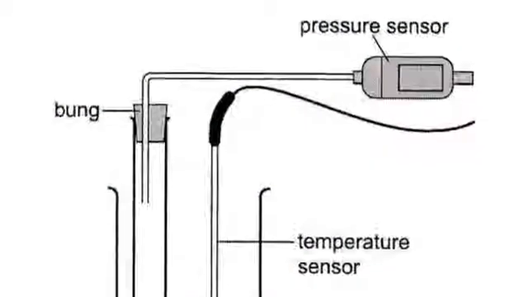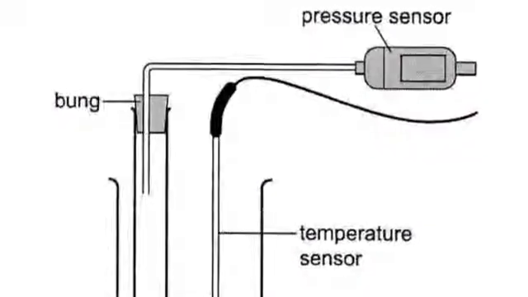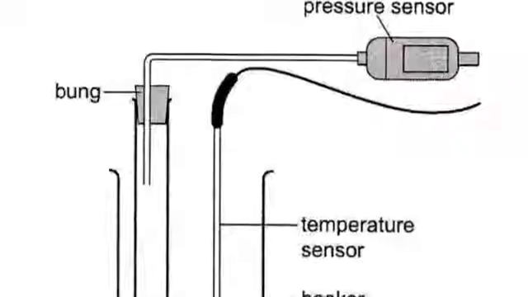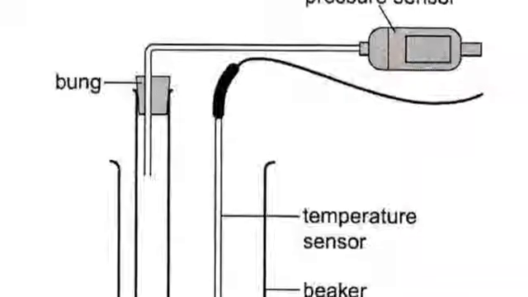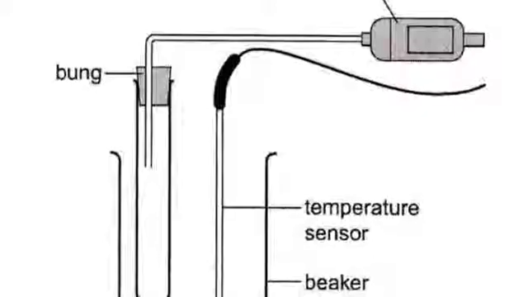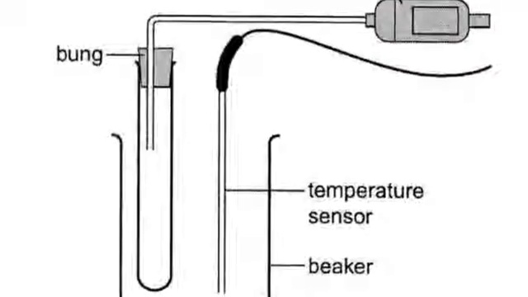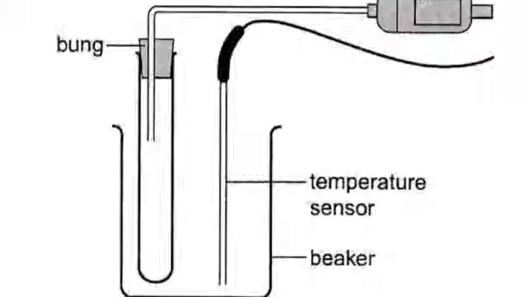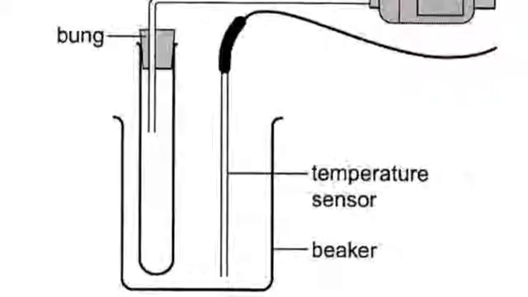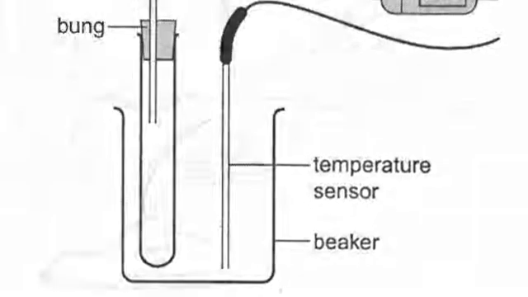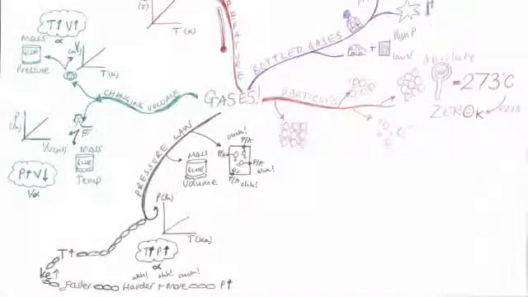This equipment would help us get the results for our graph. We have a fixed volume of gas because of the test tube, a fixed mass of gas that's trapped in our test tube. We can change the temperature of the gas by putting different things into our beaker like ice or boiling water, and measure the pressure using the pressure sensor. We would find that the pressure is directly proportional to the temperature in Kelvin.